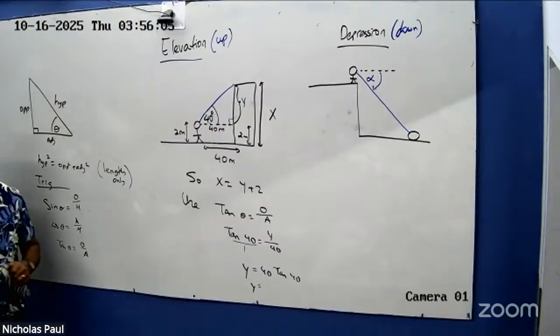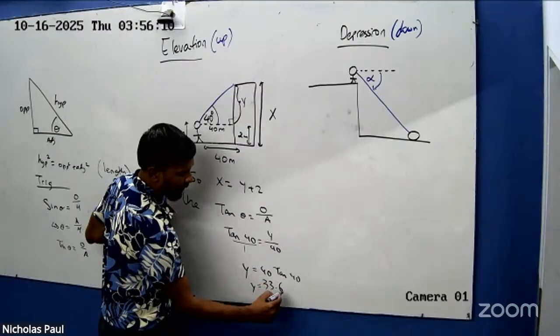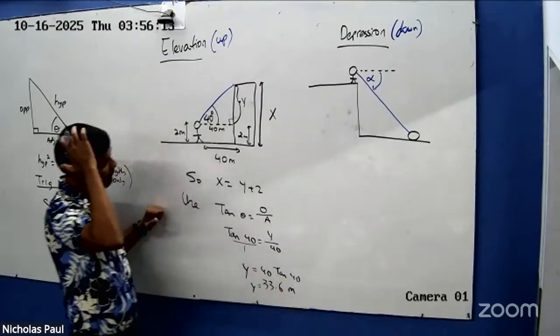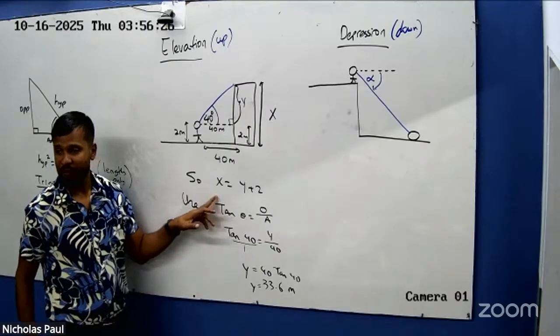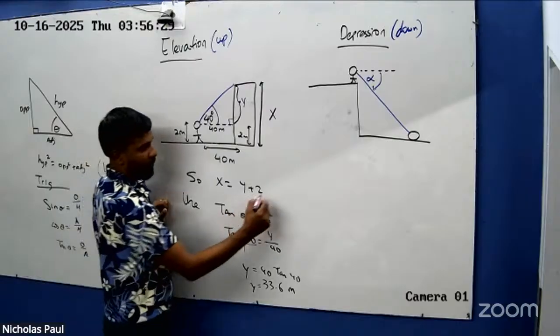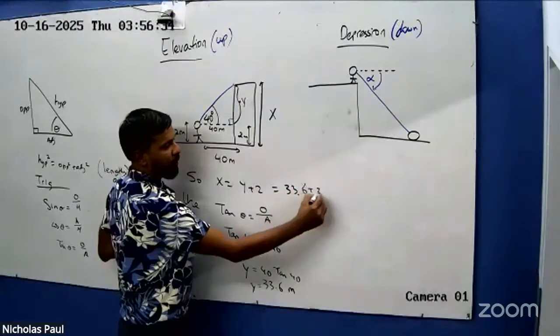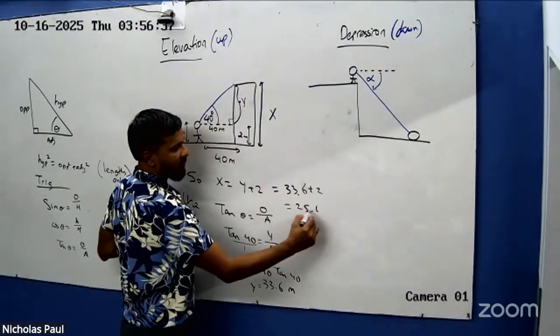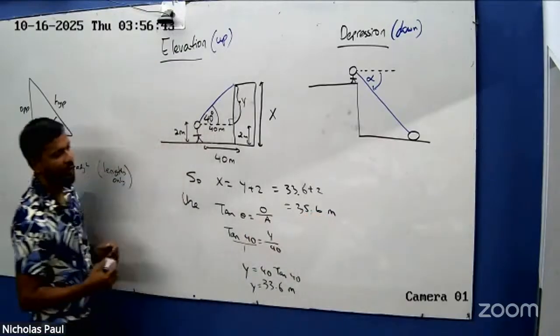33.56. That's 33.6, right? You're okay with that? So you draw a diagram, put in everything you need to know, and find it. So your final answer is what? What's your final answer? 33.6 plus 2, which is 35.6 meters.